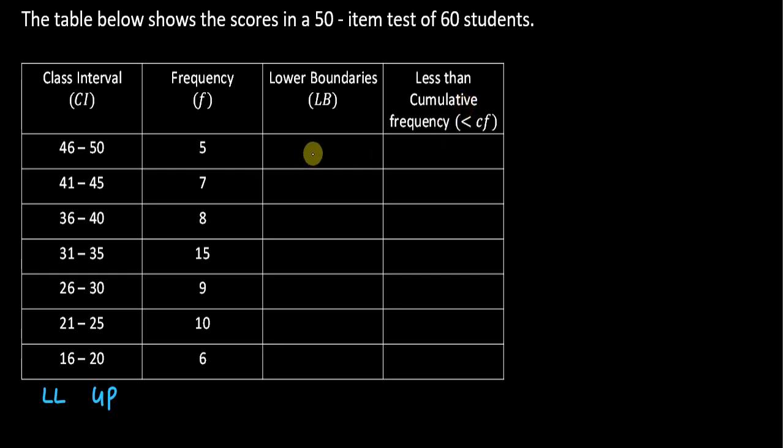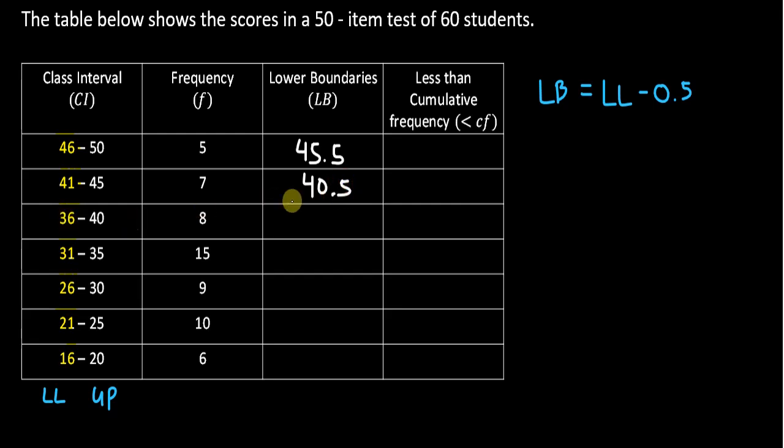So, simulan na natin dito sa lower boundaries. Para makuha yung lower boundaries, may formula tayo dito. This lower boundary is equal to, kunin natin yung lower limit, isubtract natin sa 0.5. Okay, so lower limit muna tayo. So, magsimula tayo dito sa taas. So, 46 minus 0.5, yan ay 45.5. Yung 41, isubtract natin sa 0.5, that is 40.5.